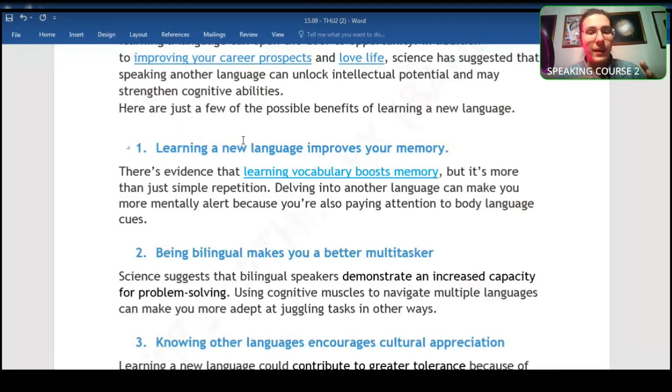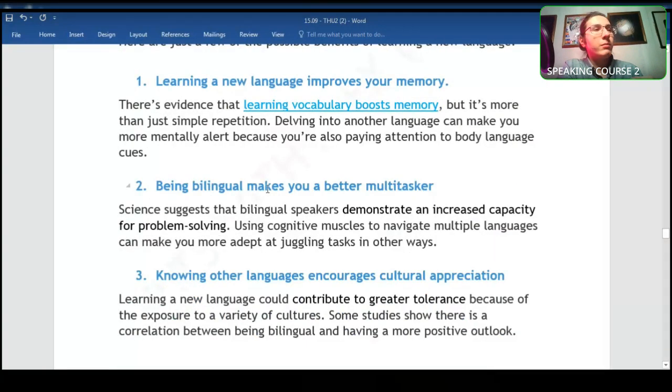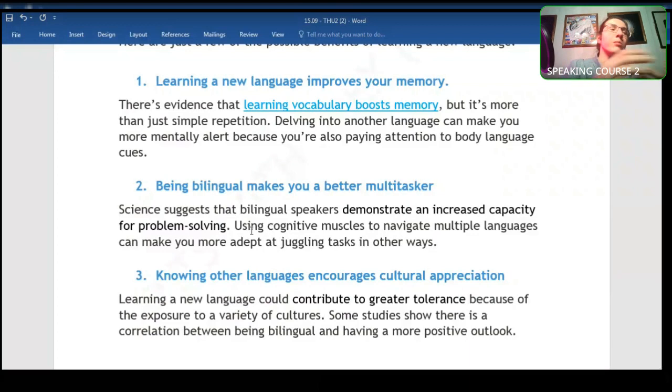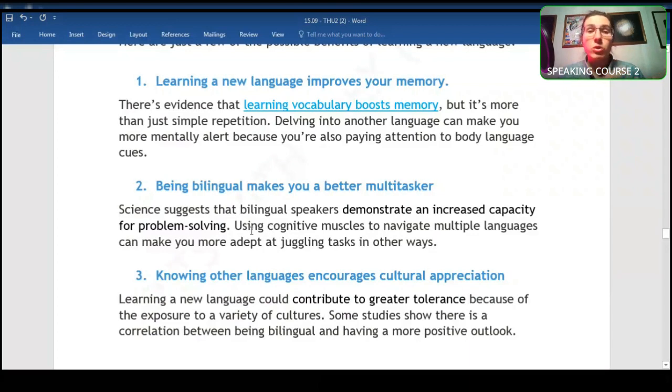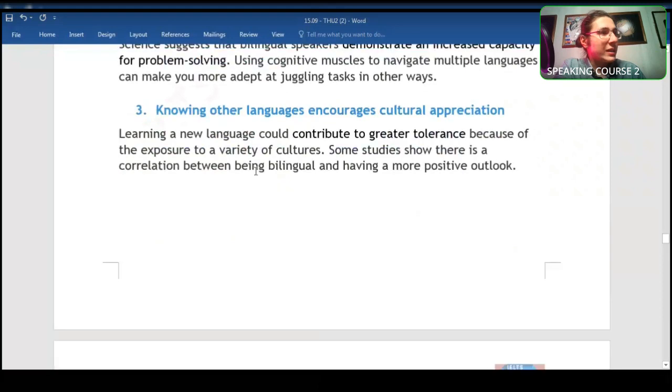Now, of course, it's kind of a debated topic. There's no such thing really as memory space, but some people just have better memory than others. And whenever you are learning a language, that actively improves your memory. Being bilingual makes you a better multitasker. There is some science that suggests that bilingual speakers can have an increased capacity for problem solving. Not sure. Sounds interesting, but maybe for sure. I feel like it's all connected to the fact that your brain just develops in a different way. Let me actually see if that's here or not.